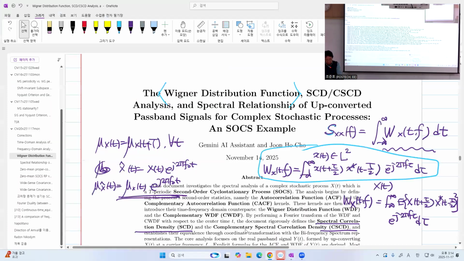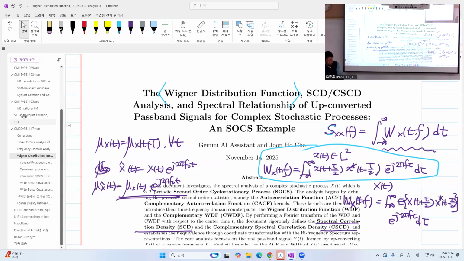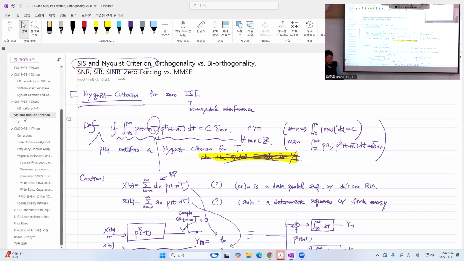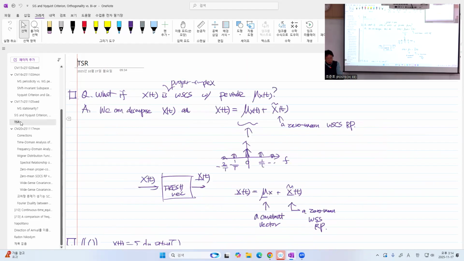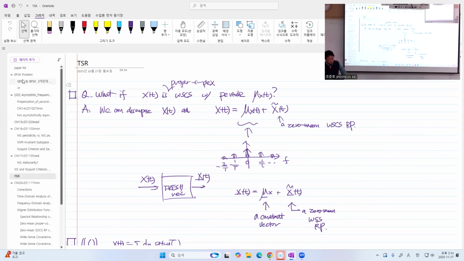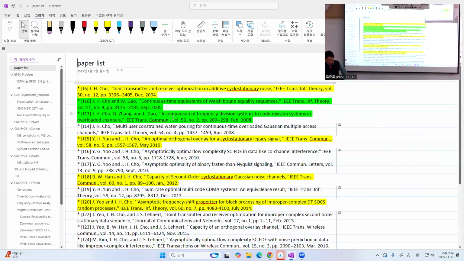And I hope from this Thursday we can go back to shift-invariant subspaces, the Nyquist criterion and generalized Nyquist criterion, and eventually the translation series representation over random processes and related papers, like the continuous-time equivalence of Welch-bound-equality sequences, and some other topics. Got it? Okay, that's all for the day.